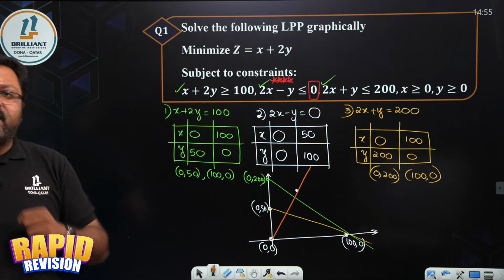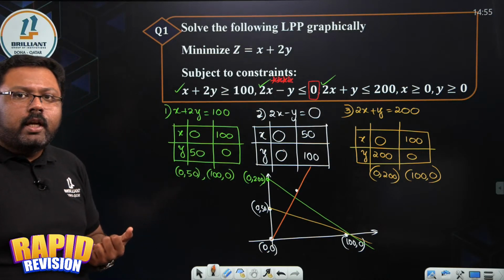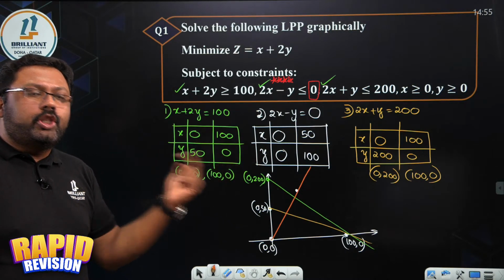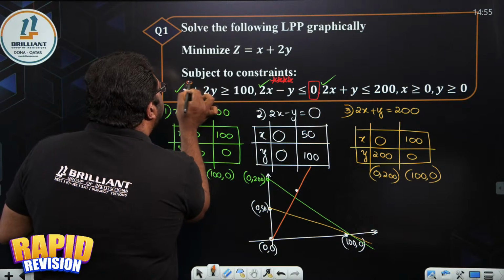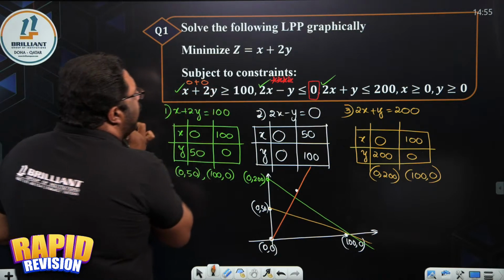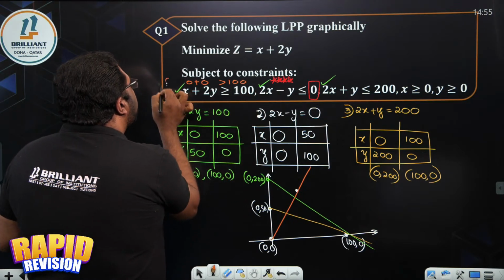Now to find the feasible region, the best way is to check it with the origin. Check each equation with the origin. What happens if I put x is 0, y is 0? You will get 0 greater than 100, which is false.